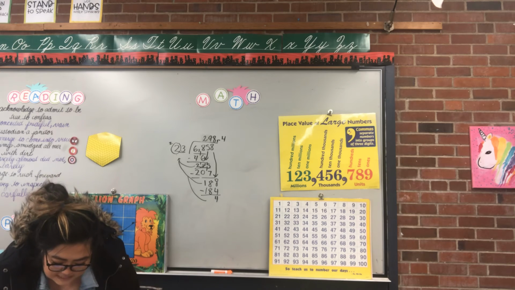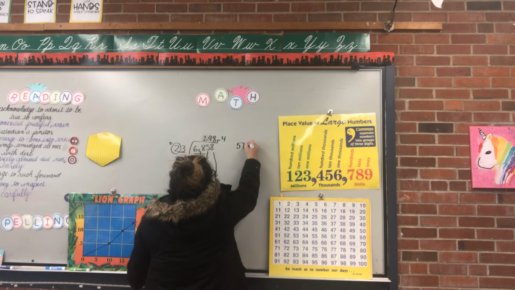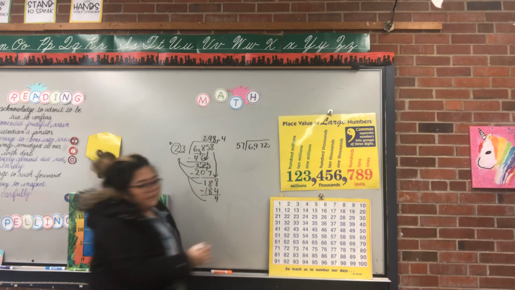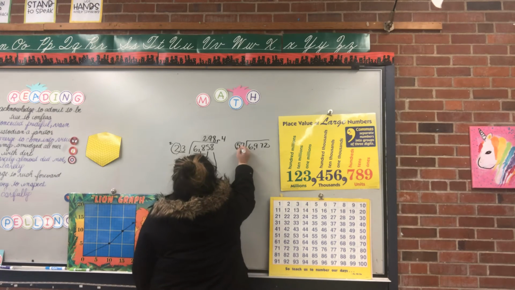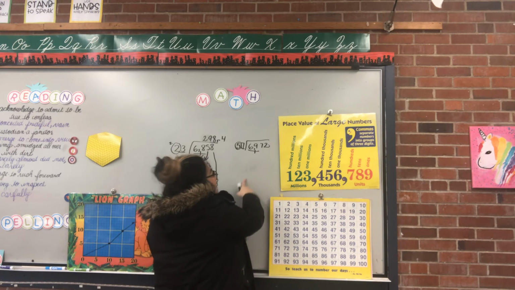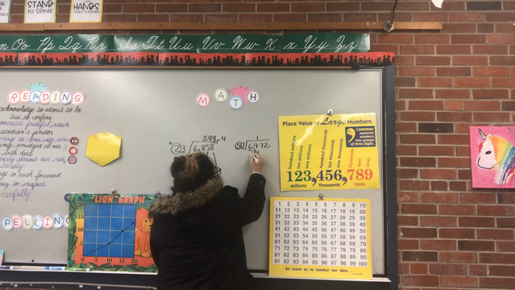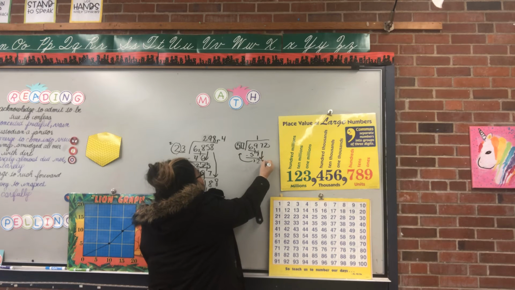Next, 57 into 6,972. Now, I always get excited, especially when I look at the first number, because we are looking at 57 going into 69, and 5 goes into 6. That's super easy, just one time. 57 times 1 is 57. Subtract, and you get 12. 12 is less than 57, and bring down the 7.